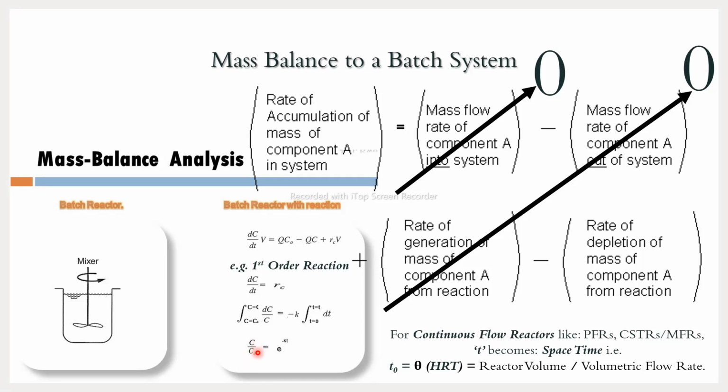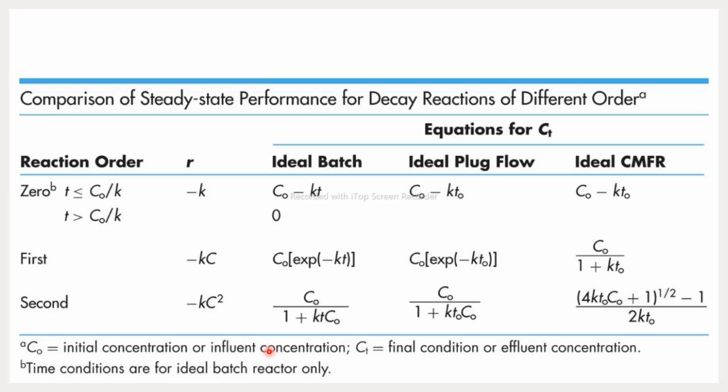CT equals C naught into e to the power minus KT. This is the formula for ideal batch reactor and first order kinetics.